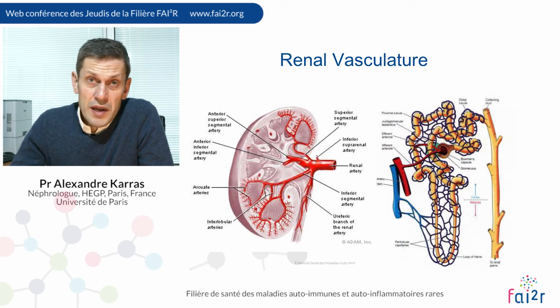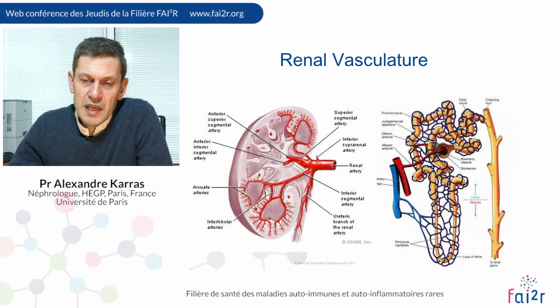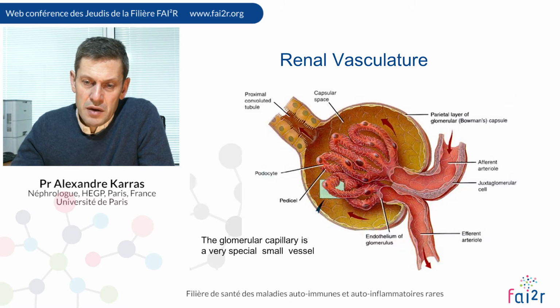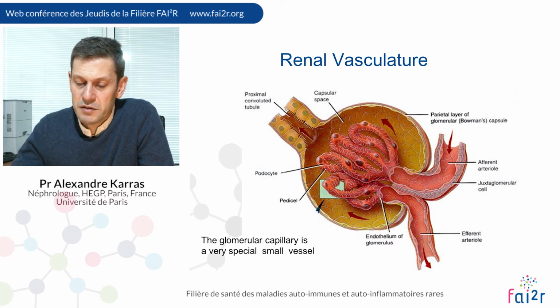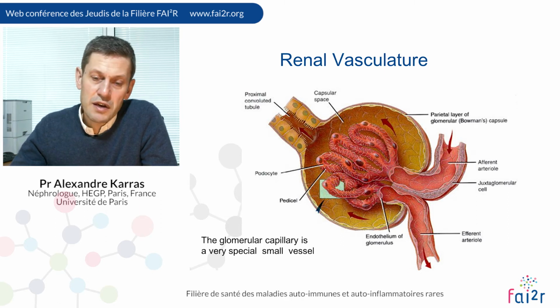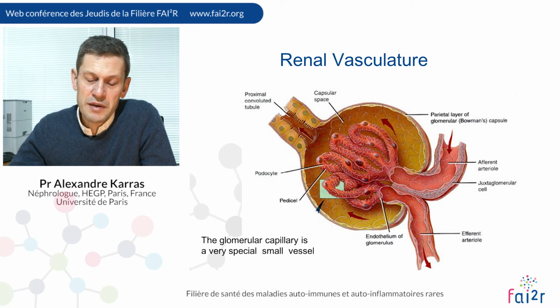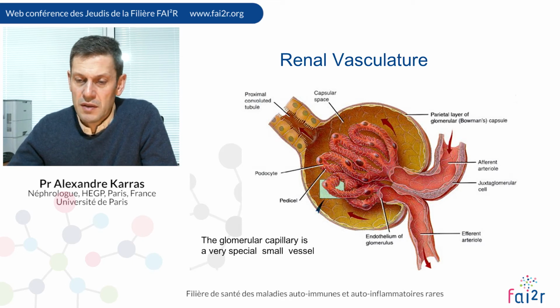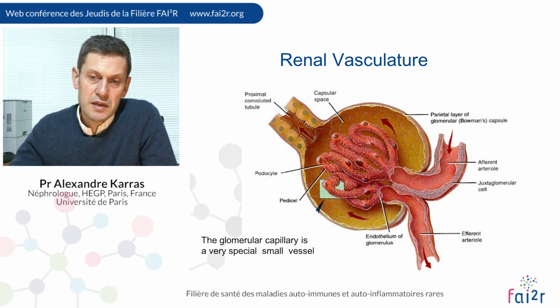So, why the kidney and vasculitis? The kidney is one of the organs that has the most important density of vascular elements inside the parenchyma. We have a lot of arteries, large, medium-sized and small-sized arteries, but we have one capillary, very particular, the glomerular capillary. It's a small capillary inside a glomerular tuft where we have the glomerular filtration. This capillary is the main target of vasculitis in the kidney.